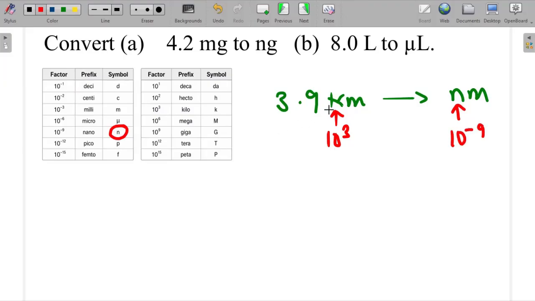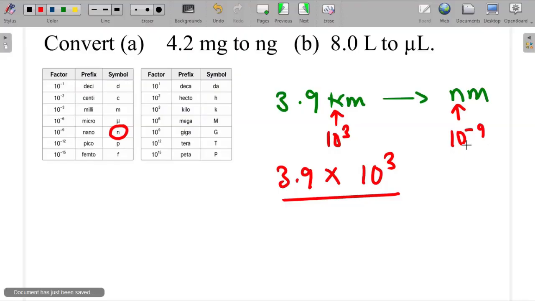If I'm converting from kilometers to nanometers, I have 3.9 kilometers, so this kilo is part of the 3.9. I'll multiply by 10 to the power 3 for the K. Then I'm going to divide by the prefix of where I'm going to, the nanometers, and nano means 10 to the power minus 9. So I'm just going to divide by 10 to the power minus 9. If you want, you can punch this on your calculator and it gives you a direct answer.